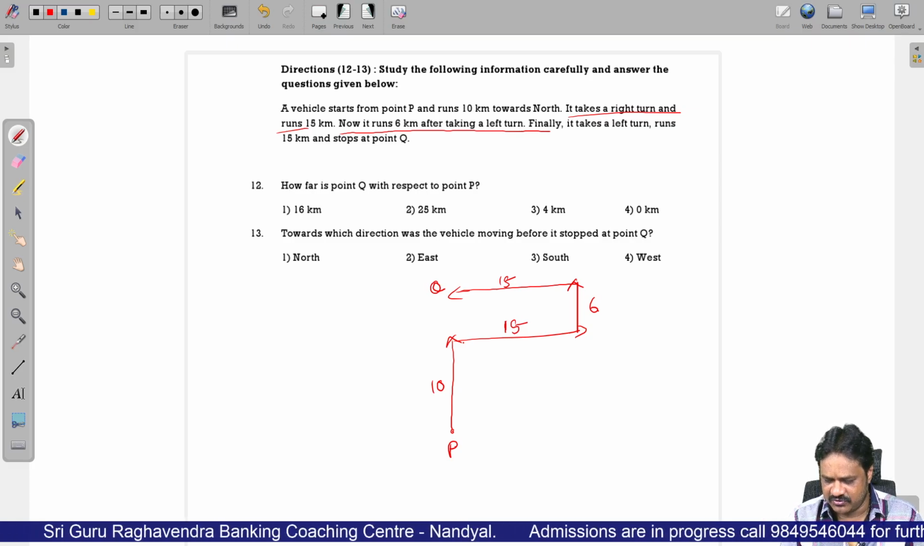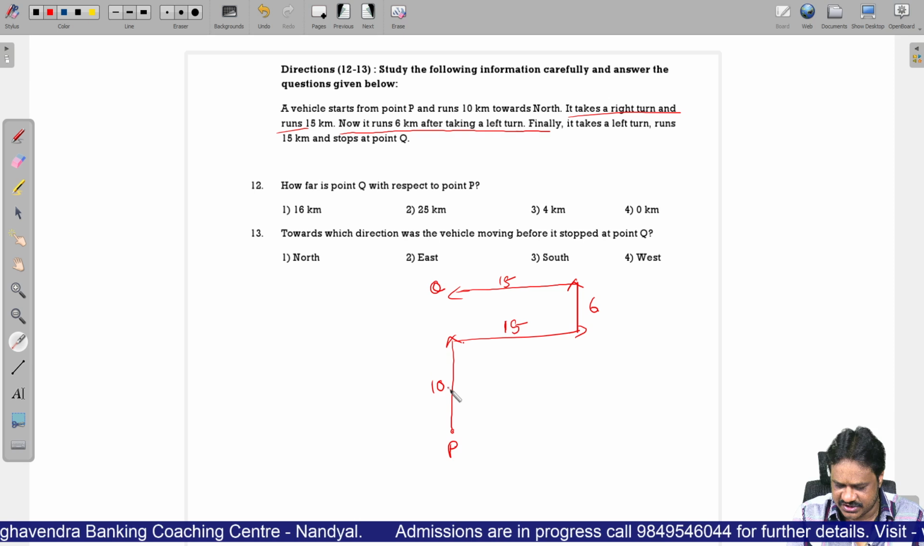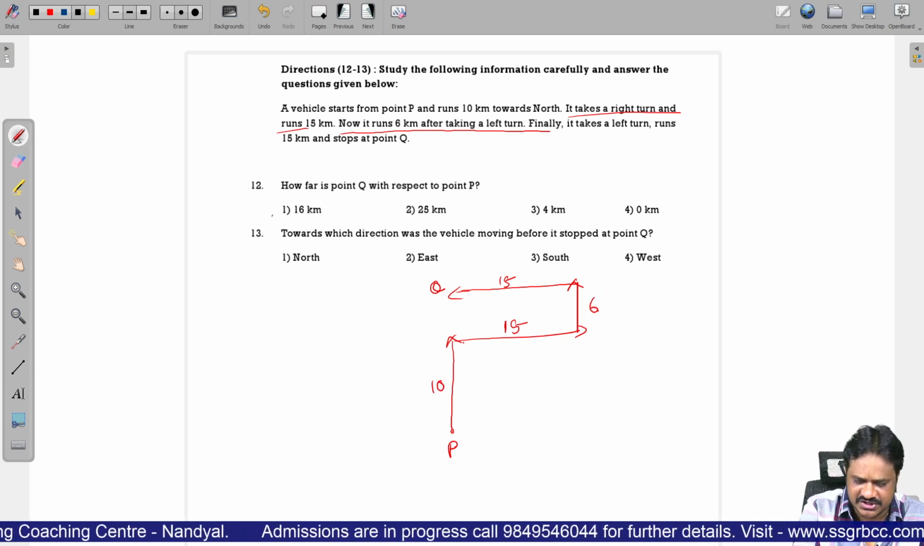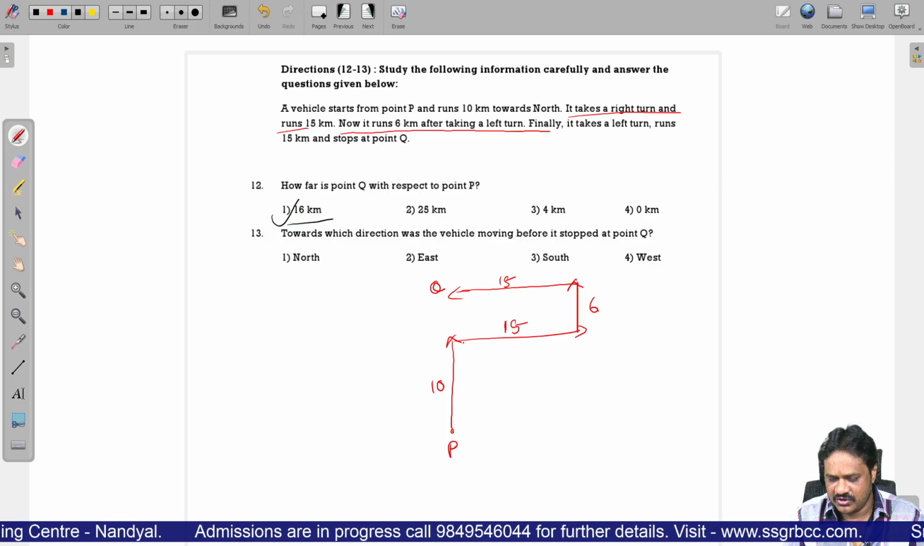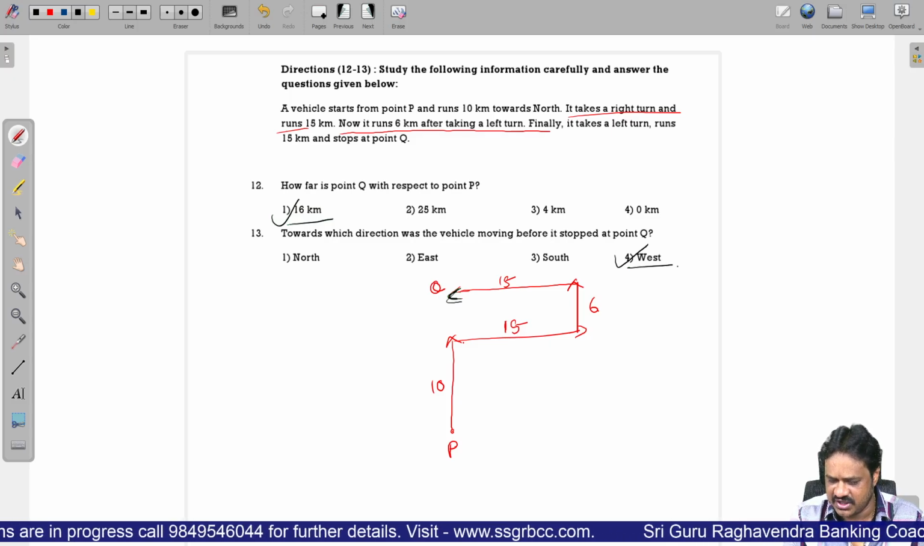With respect to P, what is the distance of Q? From P to Q, what is the distance? This is 10 kilometers, this is 6 kilometers. So, total 16 kilometers. Towards which direction was the vehicle moving before it stopped at Q? So, before it stopped at Q, this was moving in which direction? West direction. Option 4 is the correct answer.